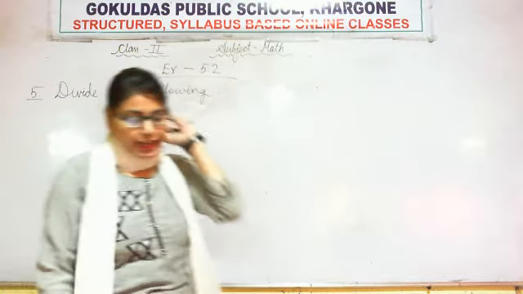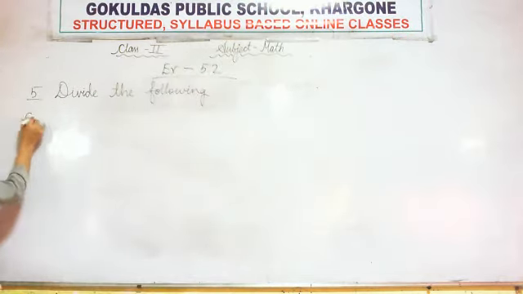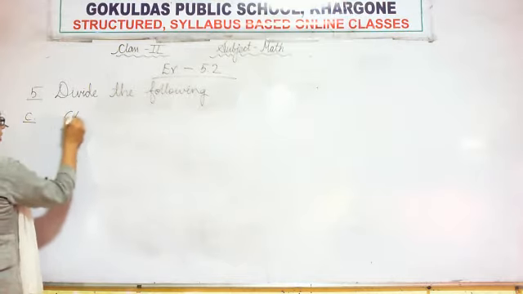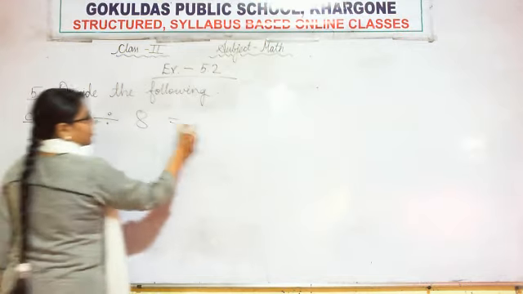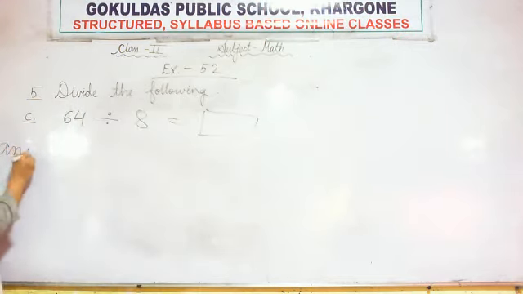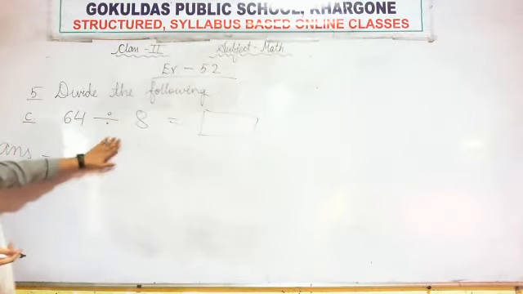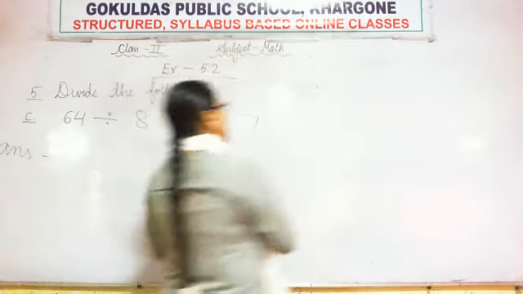So question C is 64 divided by 8. Question C, 64 divided by 8 is equals to blank. Now let's find out its answer. For finding out its answer, we need table of 8. So let's write the table of 8.